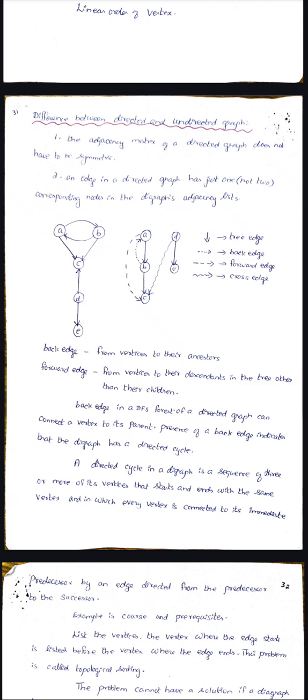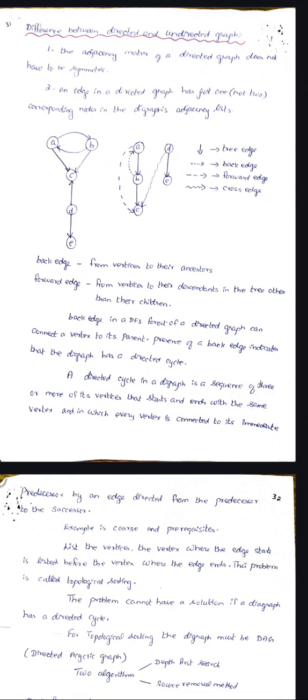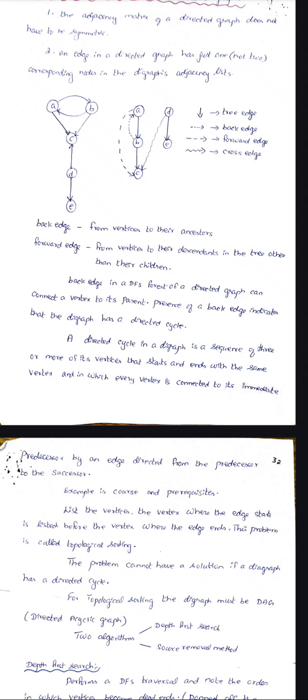There are tree edges, back edges, forward edges, and cross edges. A back edge goes from a vertex to its ancestors, and a forward edge goes from a vertex to its descendants in the tree other than its children. A back edge in a DFS forest of a directed graph can connect a vertex to its parent.